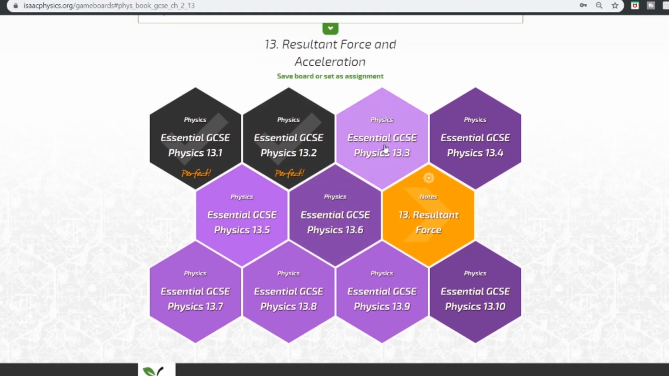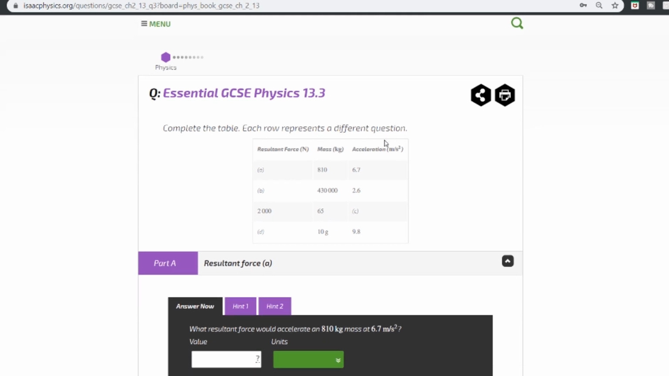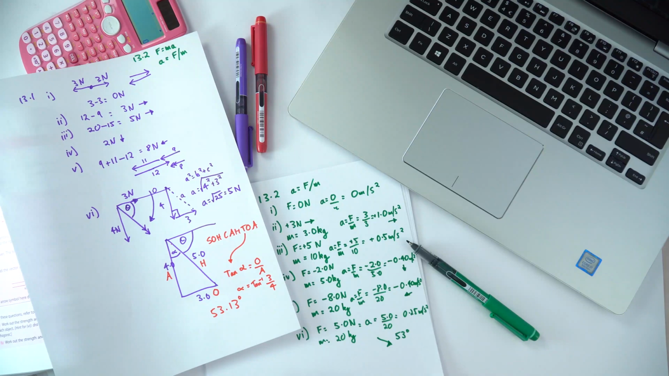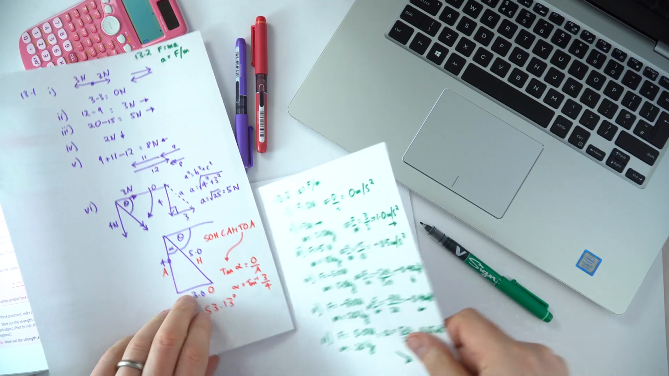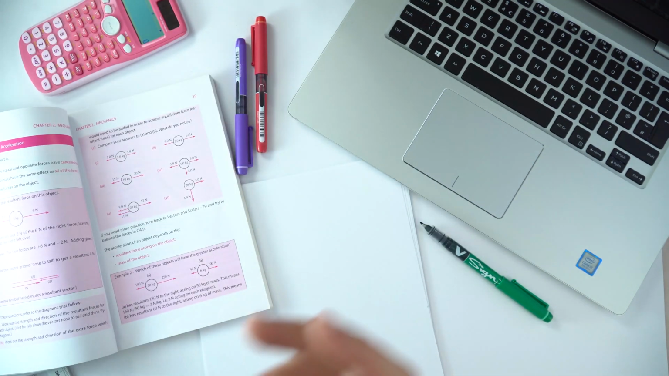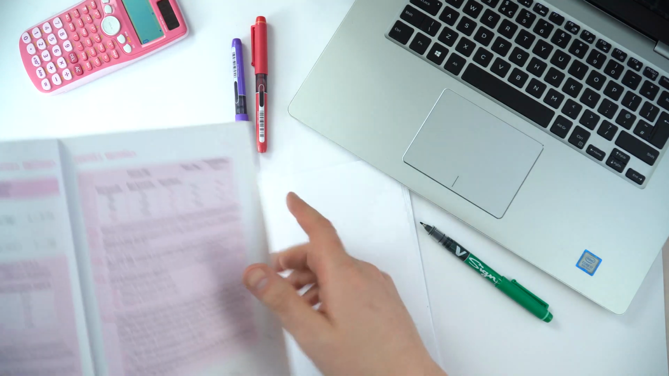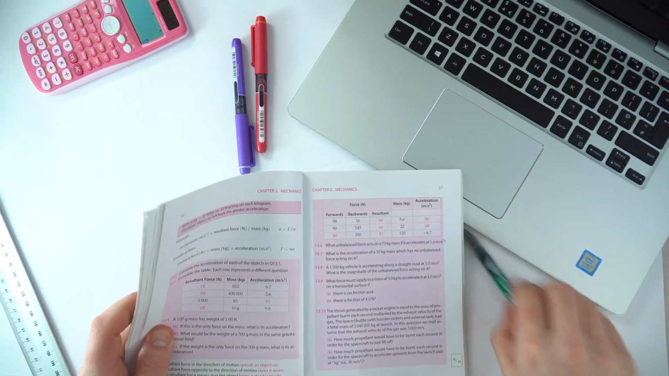So the next one we're going to be looking at is 13.3. So a table where we need to work out some missing values. So I think I've kind of finished with this paperwork. All I'm going to do is just put it to one side. I mean, I might need it later, but I'm pretty sure I'm done with that. So the next question is using this table here.